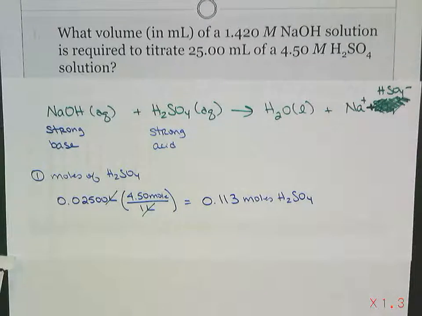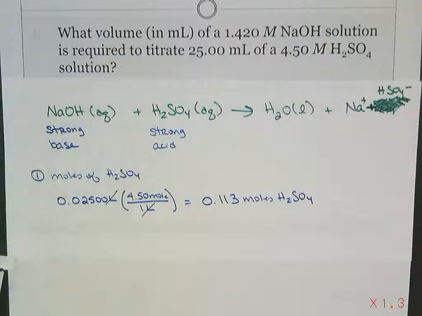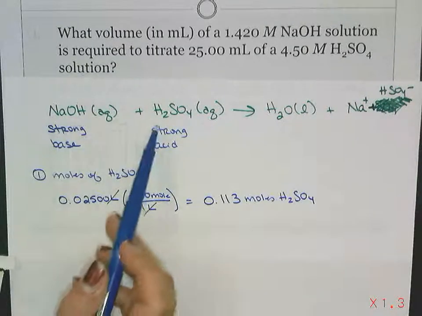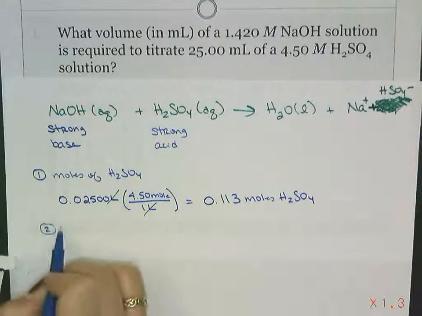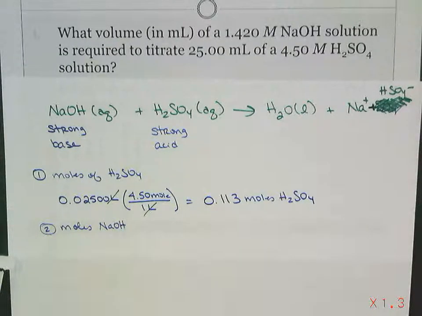Am I done? Is this the end of the problem? No, what are we looking for? Sodium hydroxide. So how do I use this information about moles of sulfuric acid to get the information about sodium hydroxide? Right? What ratio do they have? 1 to 1, right? So how many moles of sodium hydroxide do I need? Same.